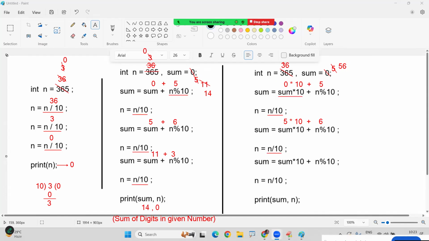n / 10 means what? In 36, that last digit 6 will go, 3 will come. Now that sum value 56 is multiplied with 10, plus in 3, what is the last digit? 3 only. 56 into 10, 560 plus 3, 563. n / 10 means finally that 3 becomes 0. So output is 563 and the n value becomes 0. Look at the program. This is the reverse of a given number.